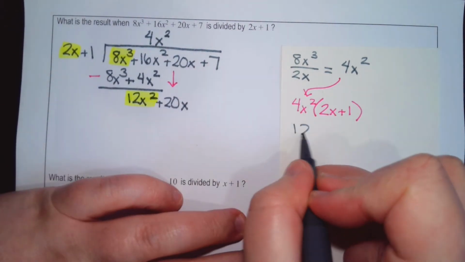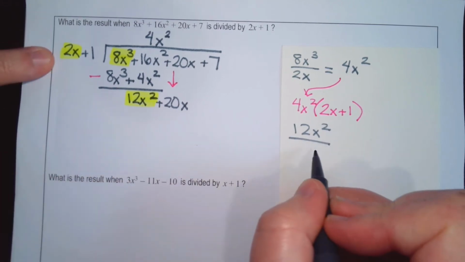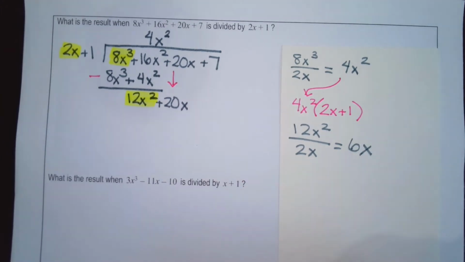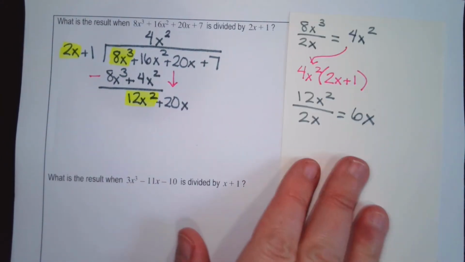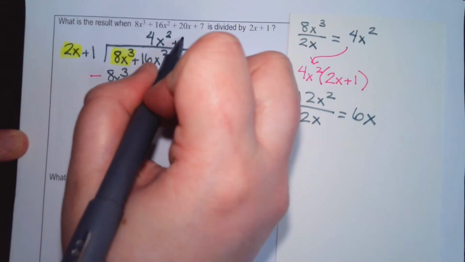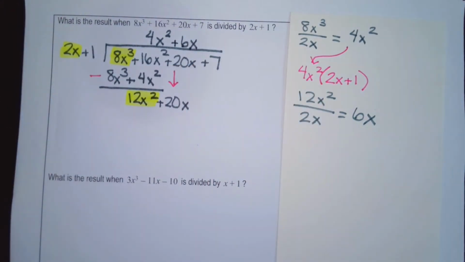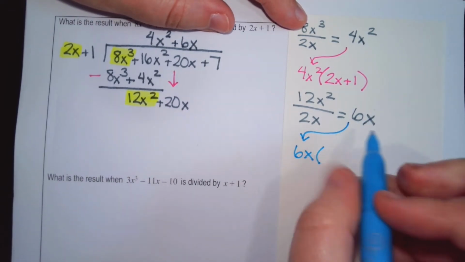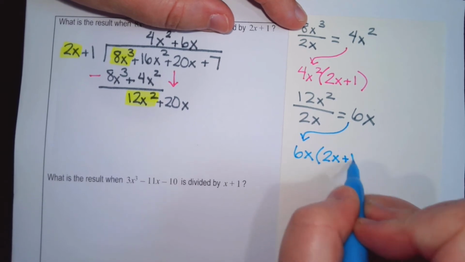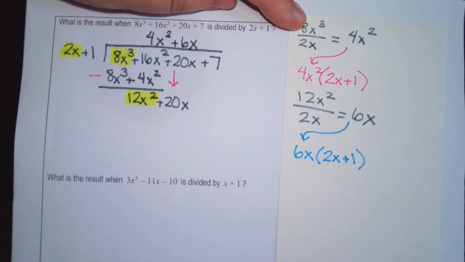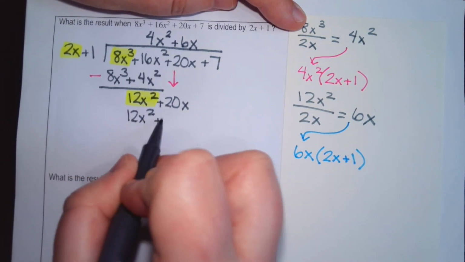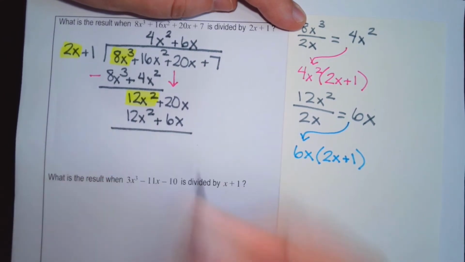So now we have 12x squared divided by 2x, which is going to be 6x. So now we have plus 6x on the top. And now we bring this down. 6x is going to get multiplied by 2x plus 1. So we have 12x squared plus 6x. And again, we always subtract.